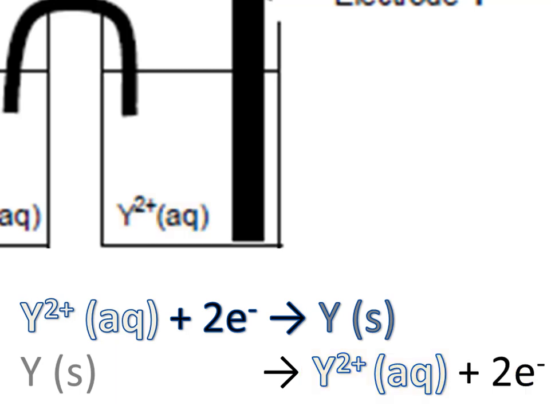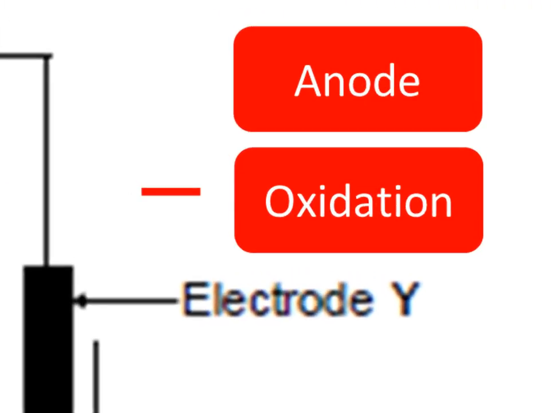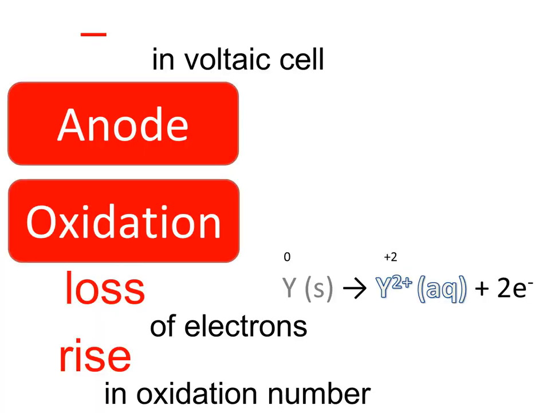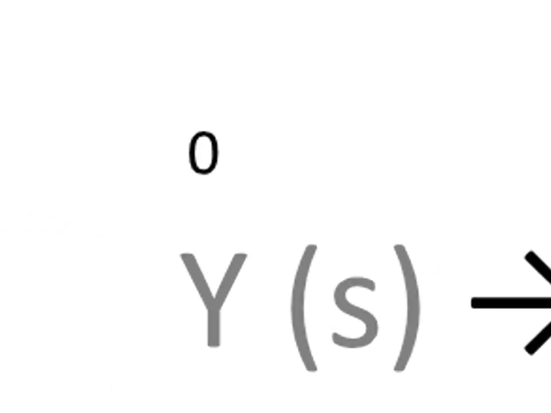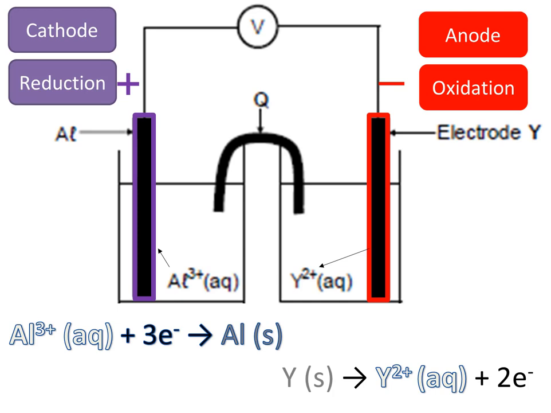Which one actually happens? Well, we know that oxidation must happen here. So which of these is oxidation? This must be the oxidation half reaction which happens here, because this reaction shows a loss of electrons. And also notice how Y's oxidation number increases from 0 for the neutral, solid Y, to +2 for the Y2+ aqueous ion. So here we have a summary of what's happening in the cell.